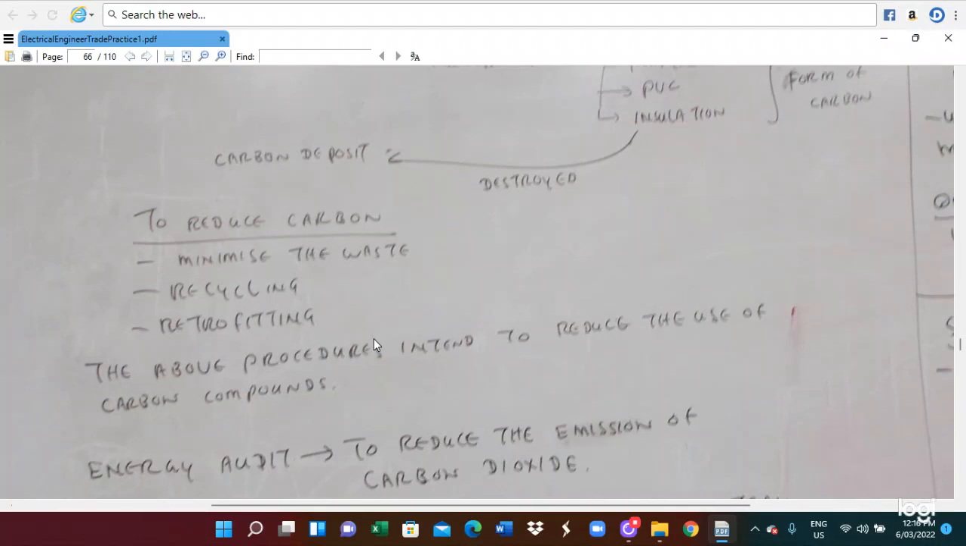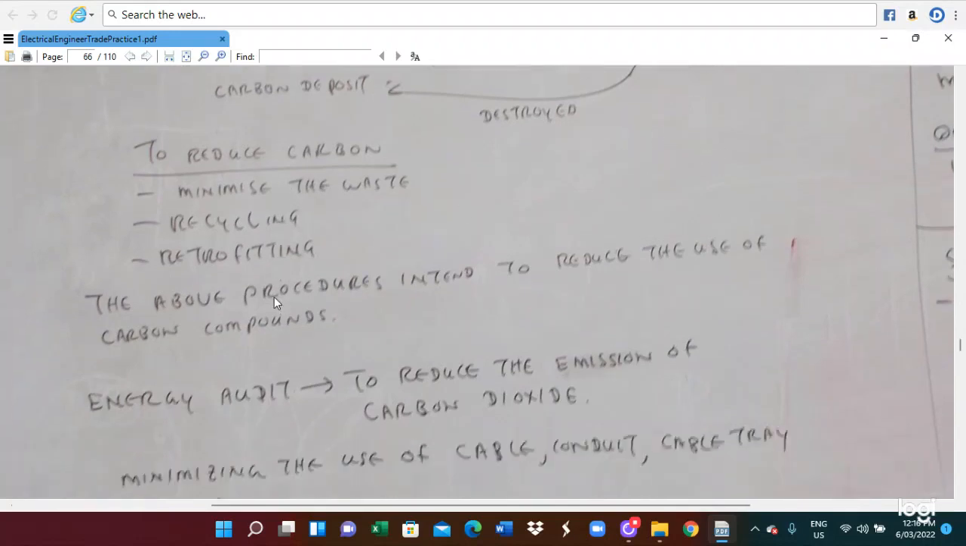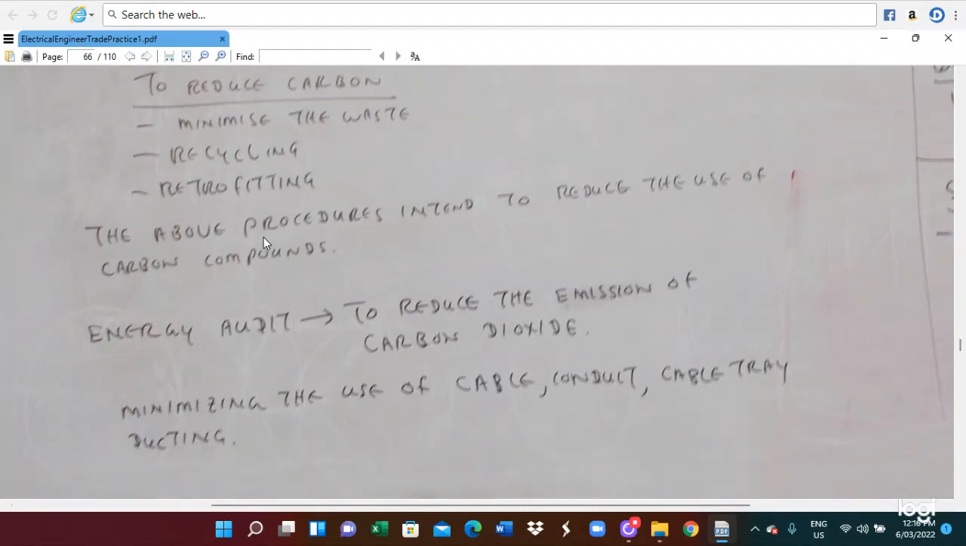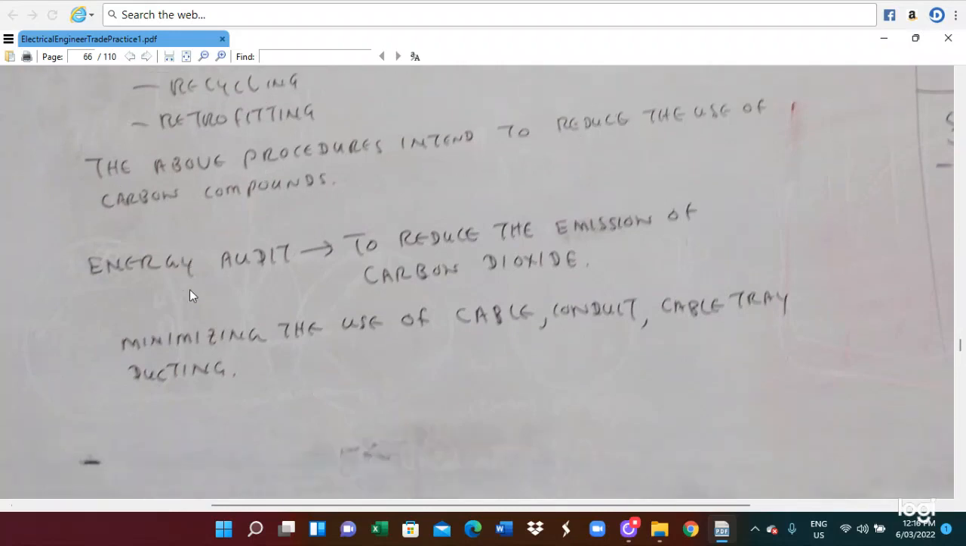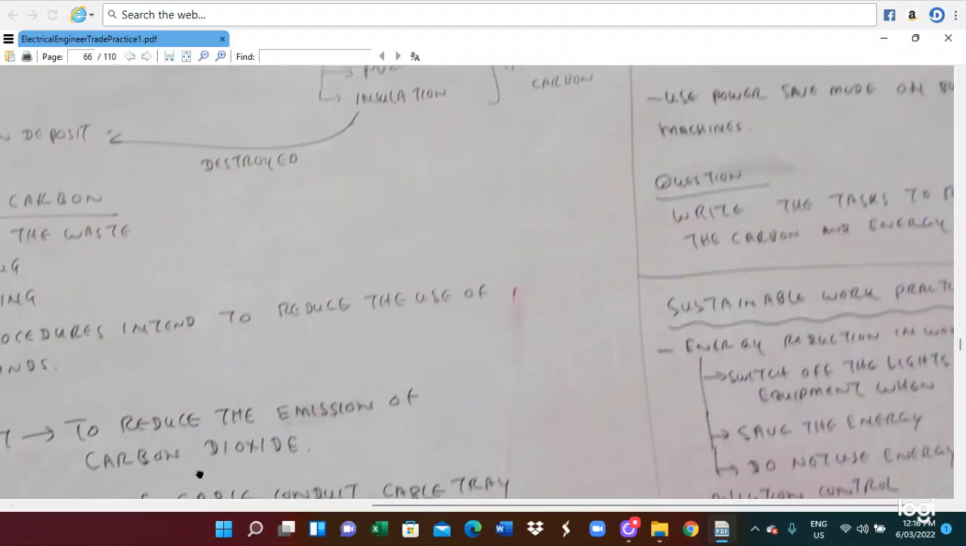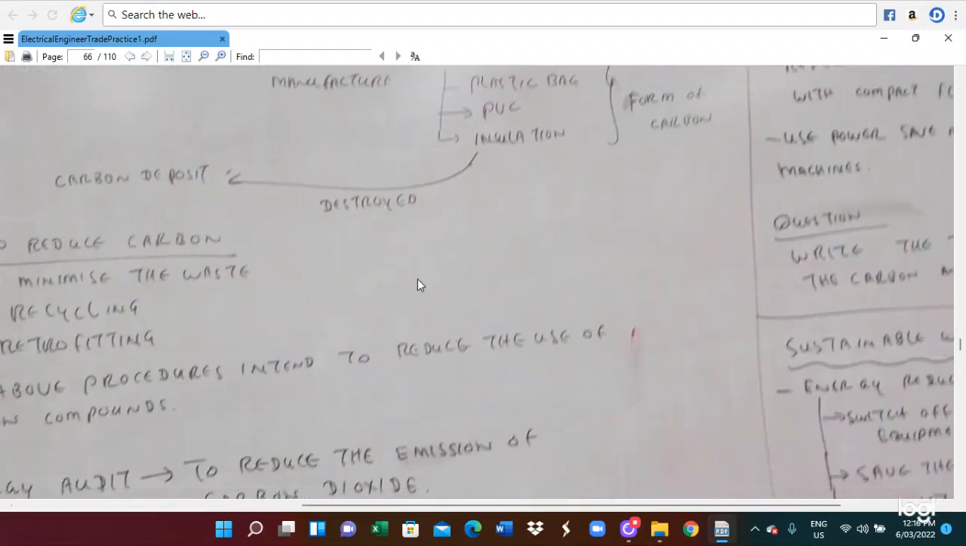Therefore, we have to reduce the carbon. In this case, you have to minimize waste and also do recycling or retrofitting. Those are the important aspects to reduce the carbon content. The above procedures are to reduce the use of carbon compounds. We have to do an energy audit regularly to reduce the emission of carbon dioxide. We also have to minimize the use of cable, conduit tray, cable tray, and ducting. Those are important aspects to reduce carbon compounds.